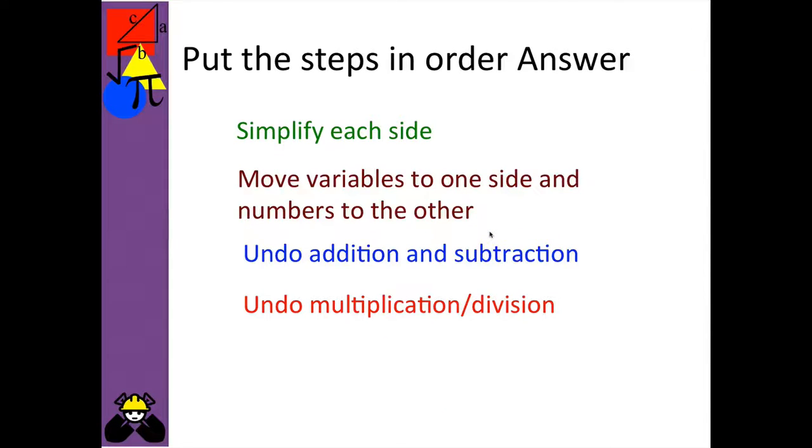Welcome back. Here are the steps. Step number 1, simplify each side. Step number 2, move the variables to one side and the numbers to the other. Number 3, undo addition and subtraction first.